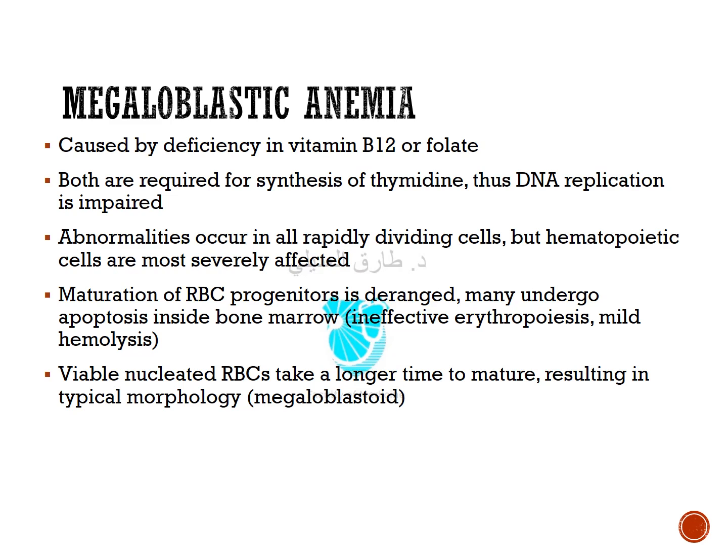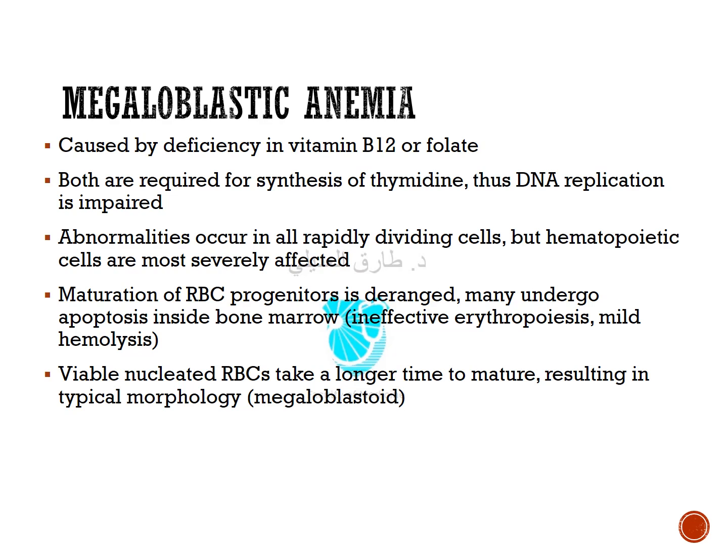We have an abnormality in replication. The more the deficiency, the less amount of DNA we have. The abnormality occurs in all rapidly dividing cells, okay, like the GI system. But the hematopoietic cells are the mostly affected ones, because they are the cells that use these vitamins the most, and they are also rapidly dividing. It is a very active organ in the body. But yet, the epithelium, whether in the skin or the GI system, becomes affected, and we'll mention this in the symptoms.